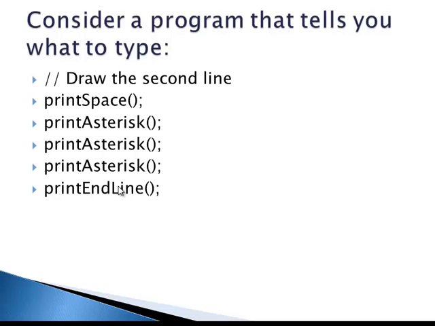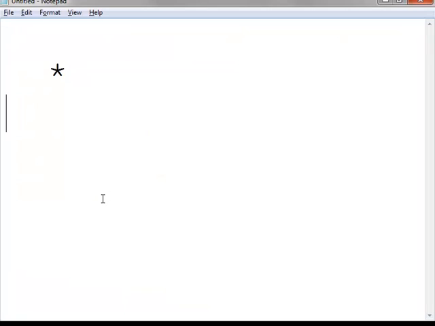And sure enough, to draw the second line, we're only going to draw 1 space, 3 asterisks, and then we'll end the line again. So let's see what that looks like. We draw 1 space, then an asterisk, and an asterisk, and then we've been told to print the end of the line. So we do that by pressing the enter key, and we're down at the next line.